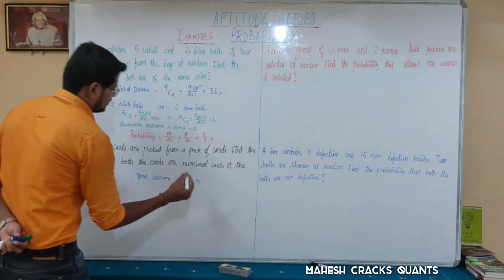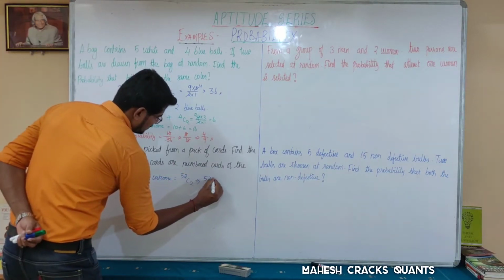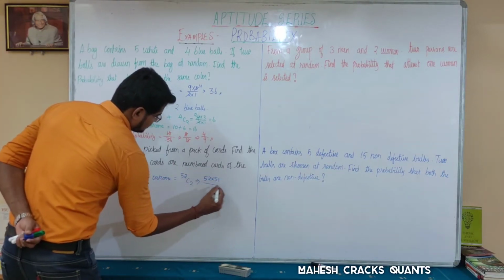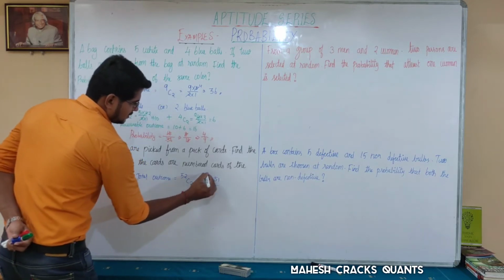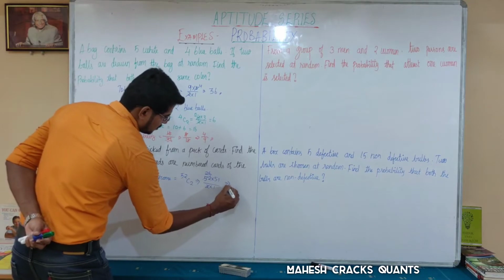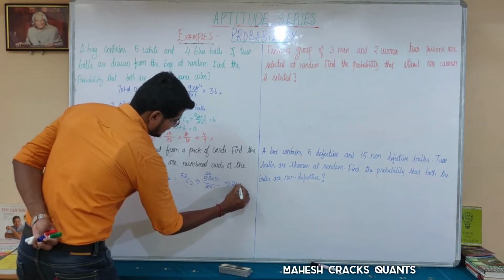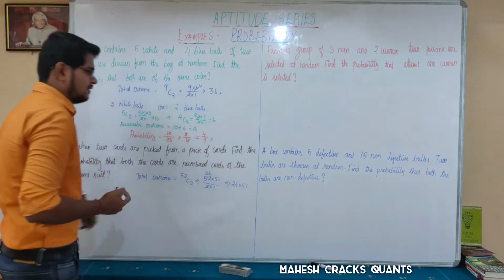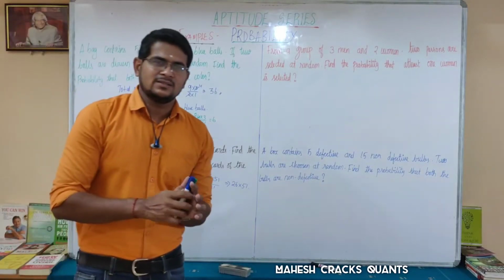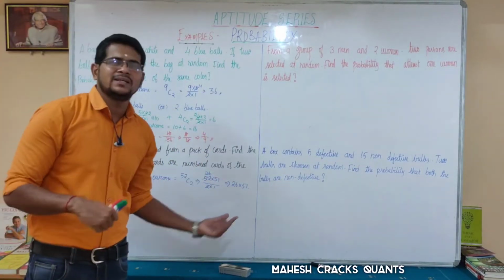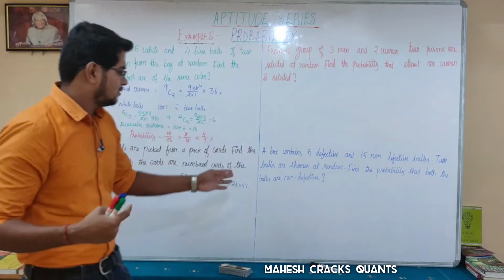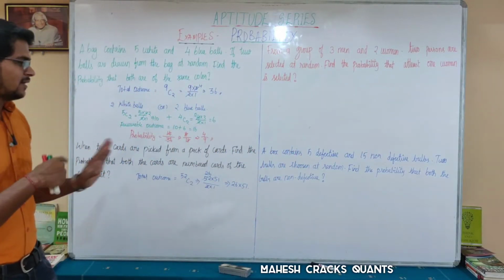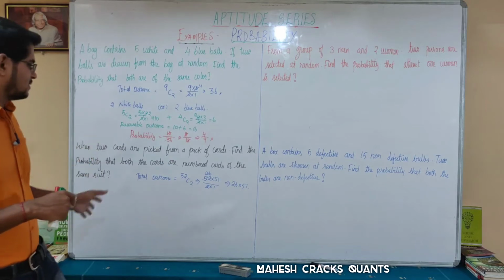So when you cancel this, what will you get? 52 into 51, 2 times I have to reduce 52 and then 2 into 1. So cancelling this, 26 you will get. So your denominator is 26 into 51. Okay, that's it. This is the total outcome. I am not multiplying because the numerator may get cancelled with this value. That is why I am keeping that value as it is.